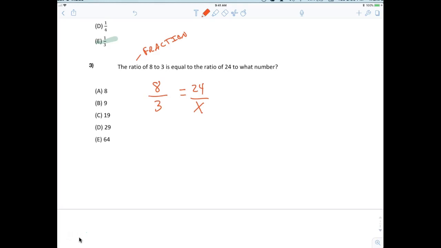And there's a lot of ratios on the test and fractions. All right, is everybody comfortable with that? Thomas? All right. And so now the obvious answer is 9. And the reason why we know it's 9 is because we did what? 8 times 3 and 3 times 3.